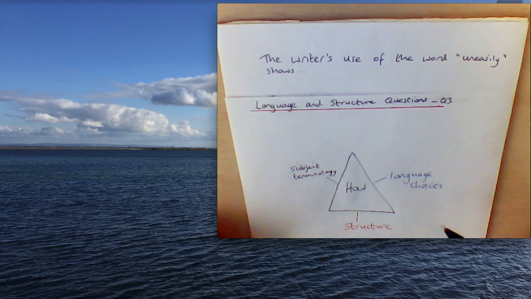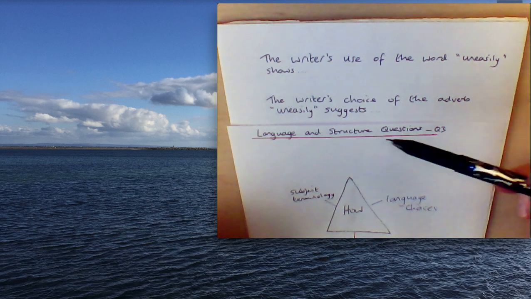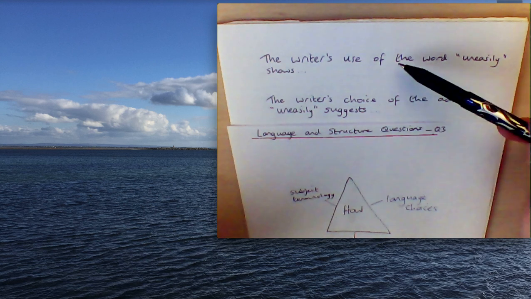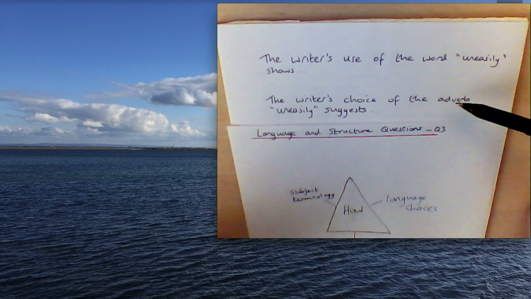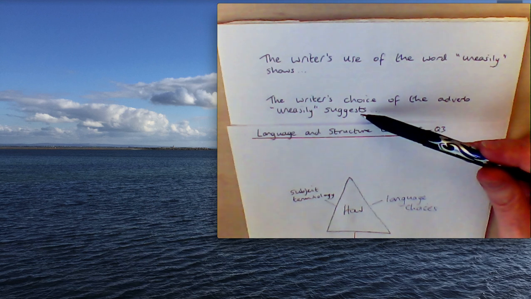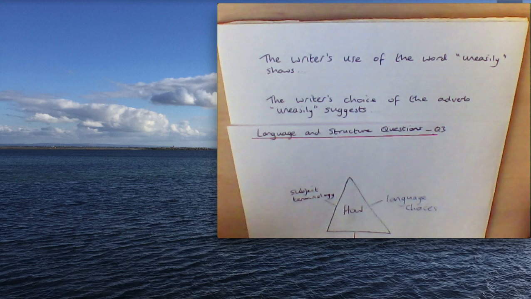But if we're thinking about language choices, then we can improve that slightly. We can say the writer's choice of the adverb uneasily suggests. There is a subtle difference between saying the writer's use of the word and the writer's choice of the word, and it is all about that sophistication in your expression. Adverb is obviously subject terminology, so you're showing your understanding of that key skill being tested in a language and structure question. And then saying suggests instead of shows, again, it just goes down to the level of sophistication that we are looking for in a piece of writing.